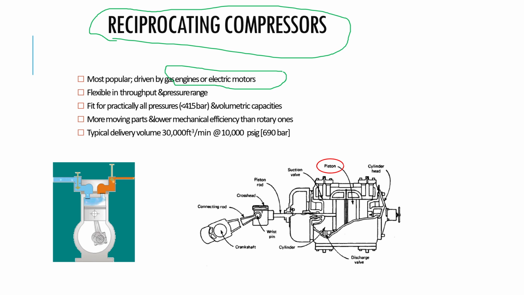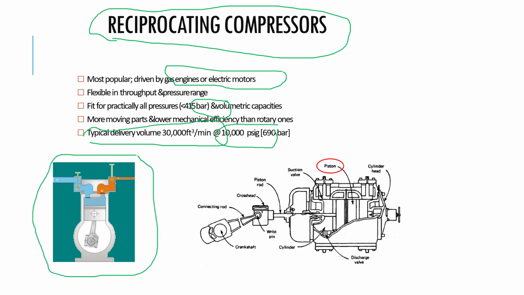It's flexible in pressure range and capacity. Normally the pressure will be around or less than 415 bar, and it can also accommodate a wide range of volumetric capacity. And normally it will deliver approximately 330,000 cubic feet per minute, and the pressure will be approximately 10,000 psi. And this is the principle or the concept of how the reciprocating pump works. This is one type of the reciprocating pump, so that you can see how it works specifically.